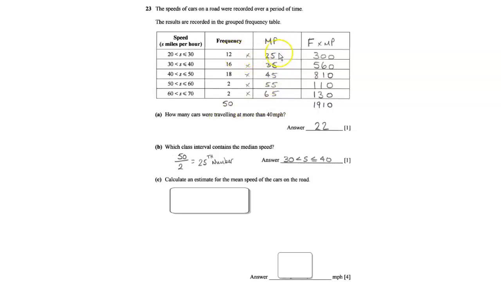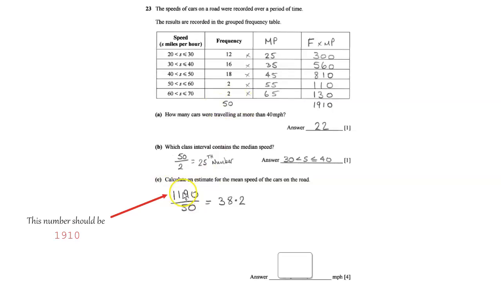Then we multiply the frequency times the midpoint. So it's 12 times 25, 16 times 35, 18 times 45, 2 times 55, 2 times 65. So we should get all of these answers here. When we add this column up, it's 1,910, and we take the frequency, which is 50. What we do with those two numbers is we divide. So 1,910 divided by 50 is 38.2, which is the mean being estimated.